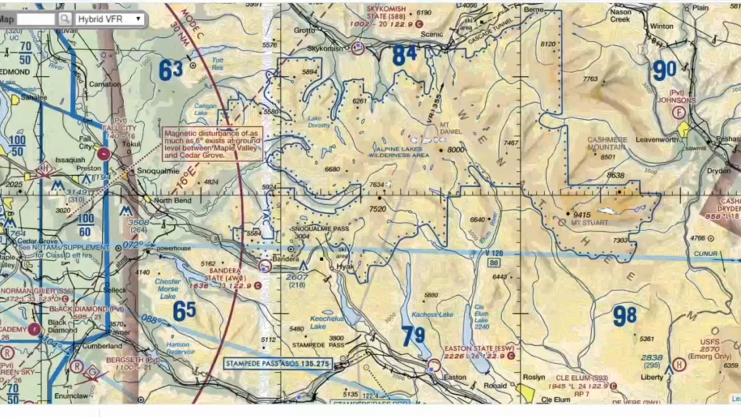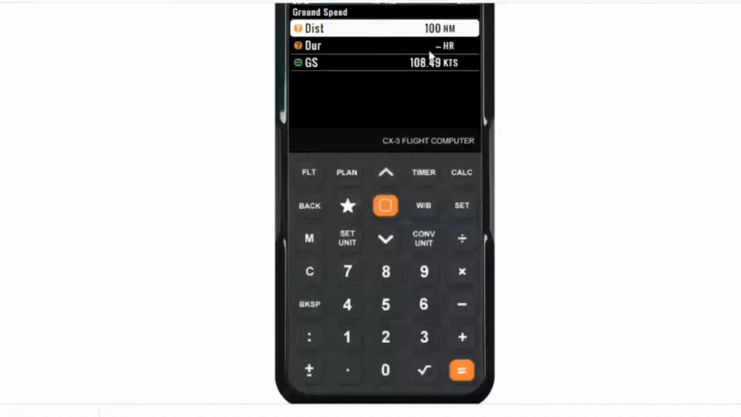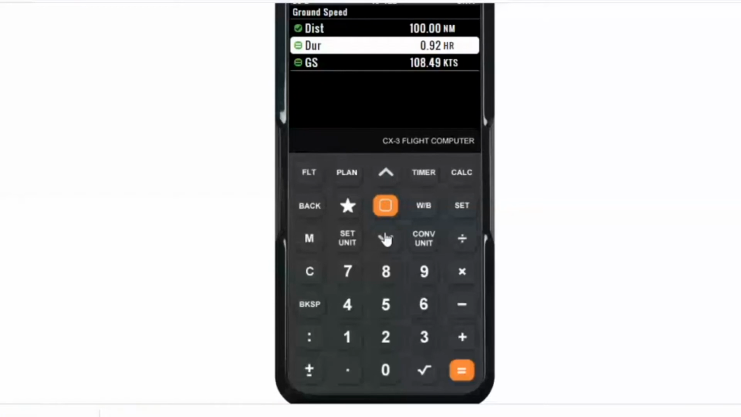Well, then we tell it, okay, we're going to be going 100 miles. And if it knows the distance and it knows the speed, it can give you the time, how long that is. And if you're like, well, how long is 0.92 hours? Again, you can convert that into hours, minutes, and seconds as well. So that's 55 minutes. So that's the benefit of using the flight computers. You can convert that into lots of different units and see what that time is.